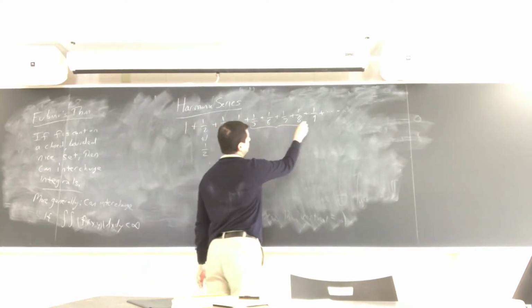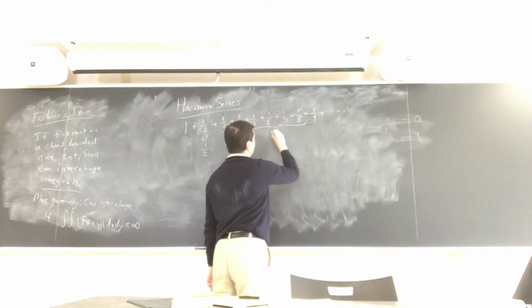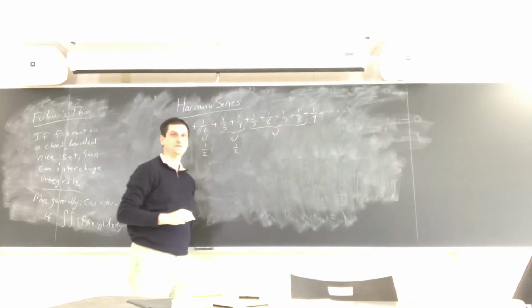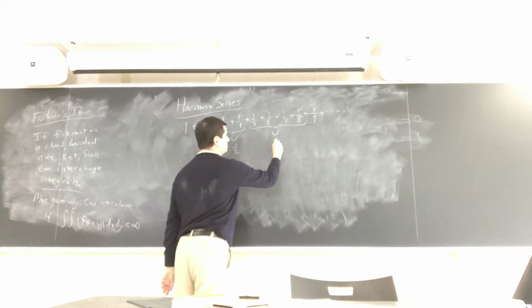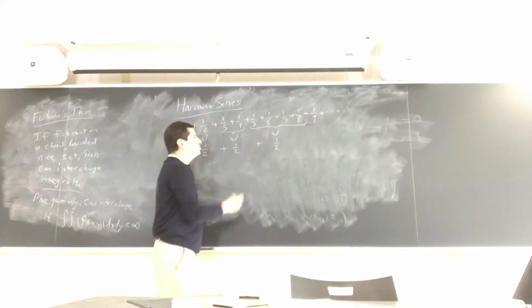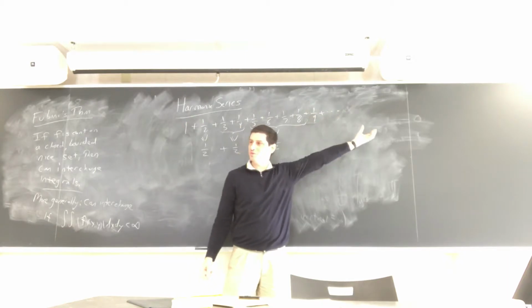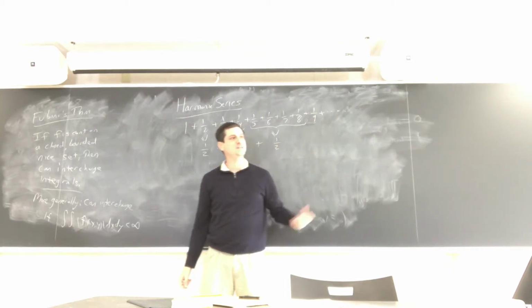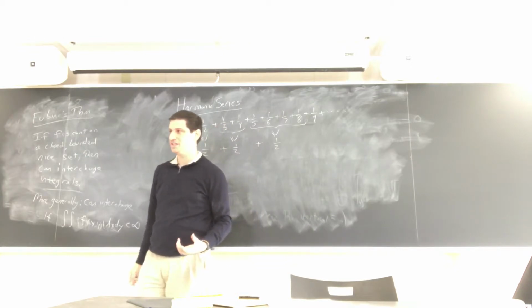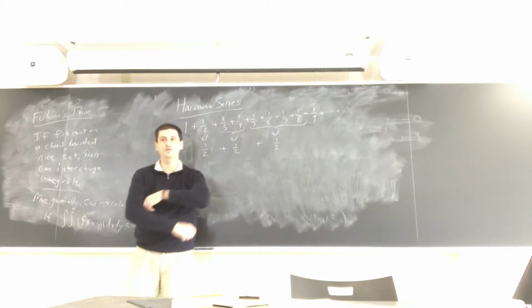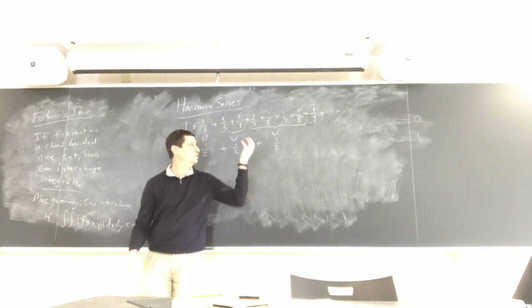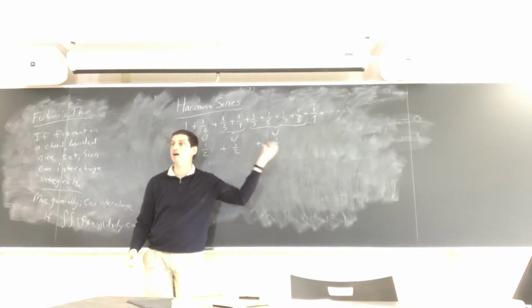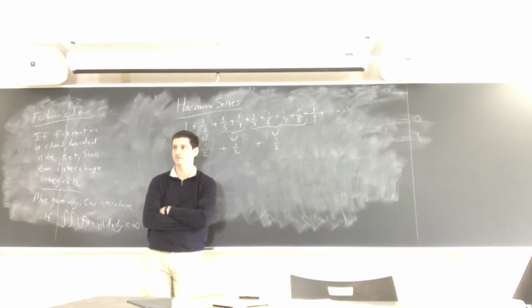If I sum 1/5 plus 1/6 plus 1/7 plus 1/8, that will be greater than or equal to what? 4/8 or 1/2. What this shows you, if I then go from 1/9 all the way up to 1/16, that sum will be at least 1/2. If I go from 1/17 to 1/32, that sum will be at least 1/2. This sum diverges. So the harmonic sum diverges. And in fact, we can even use this to get a sense of how rapidly it diverges.